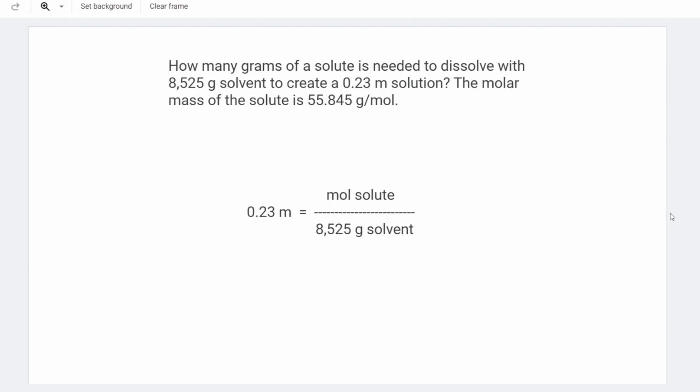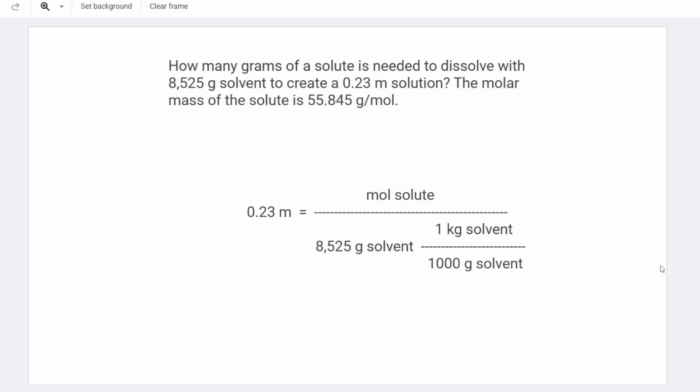Now that we have set up our molality equation, we need to do two things. Firstly, we need to convert the denominator into kilograms. The second thing we need to do is solve for the amount of moles of solute. We can do this simply by multiplying both sides by our denominator.